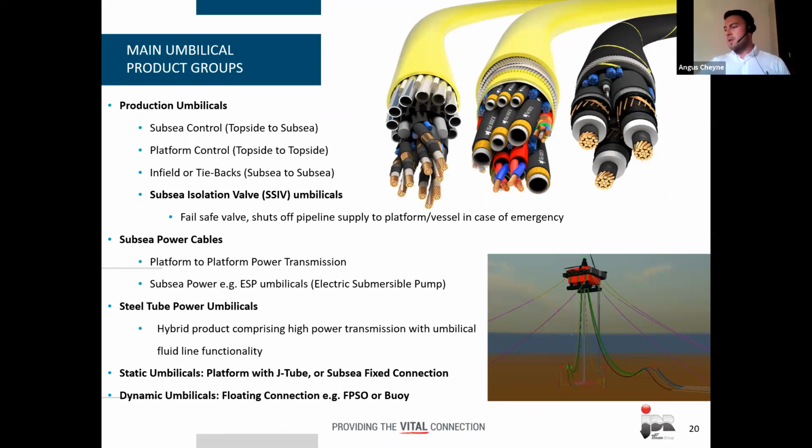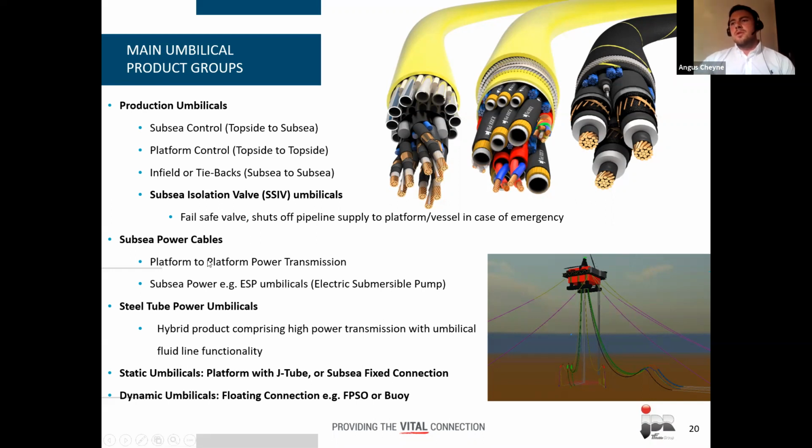So going on to look at some of the main product groups. In this section, we'll talk through production umbilicals. These could be providing subsea control, platform control, or they could be infield or tiebacks for redevelopments, which we're seeing much more commonly now in industry. Also a particular subgroup of these umbilicals are subsea isolation valve, SSIV, umbilicals. These are used to operate the fail-safe valve that shuts off pipeline supply to the platform in the case of an emergency.